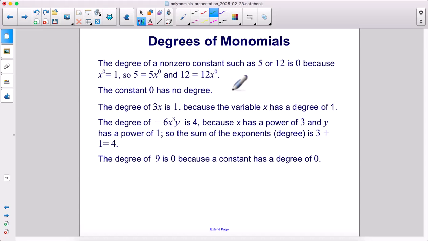The degree of 3x is 1 because the variable x has a degree of 1. The degree of -6x cubed y is 4 because x has a power of 3 and y has a power of 1. So the sum of the exponents is 3 plus 1, which is 4. The degree of 9 is 0 because a constant has a degree of 0.